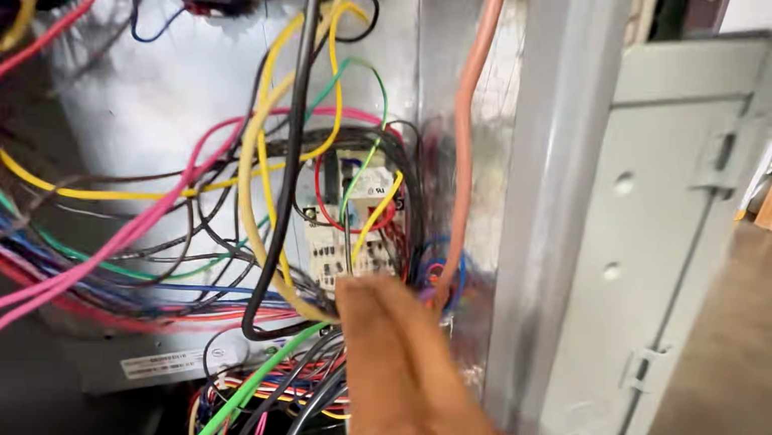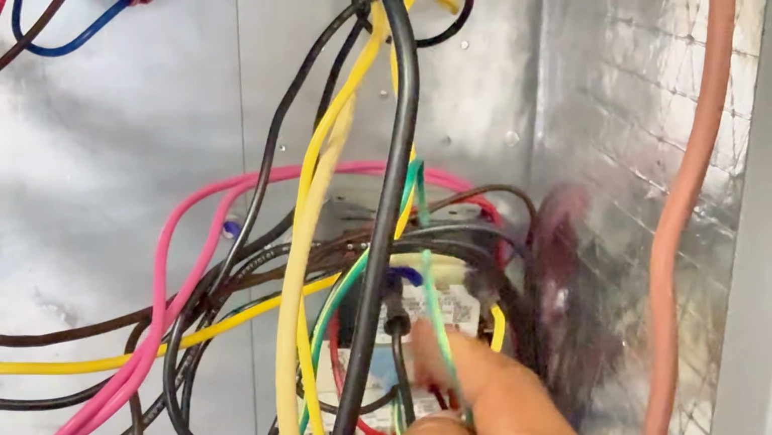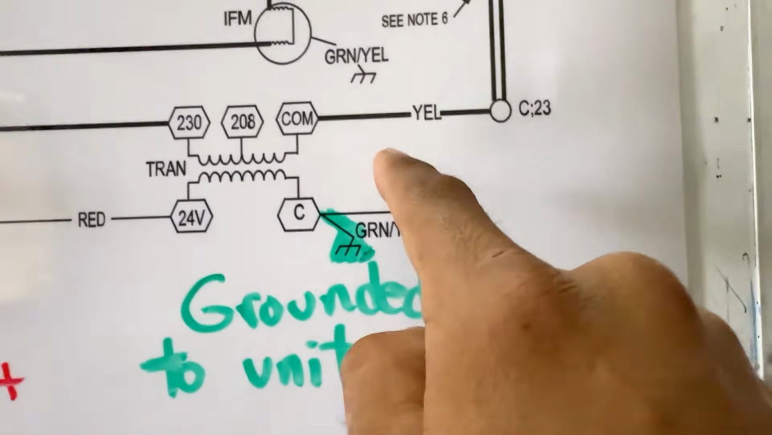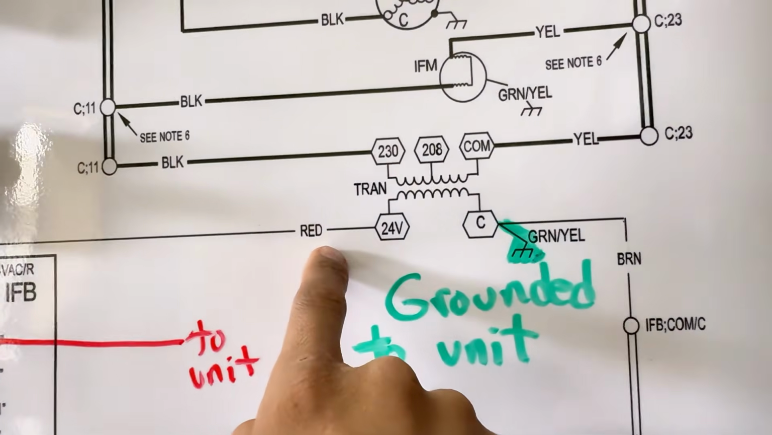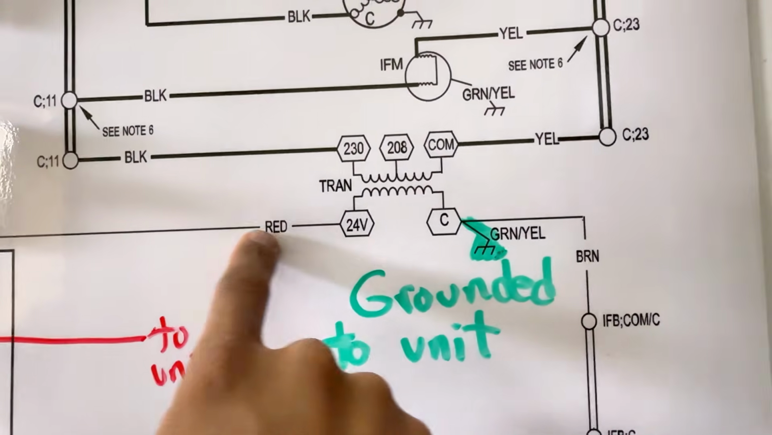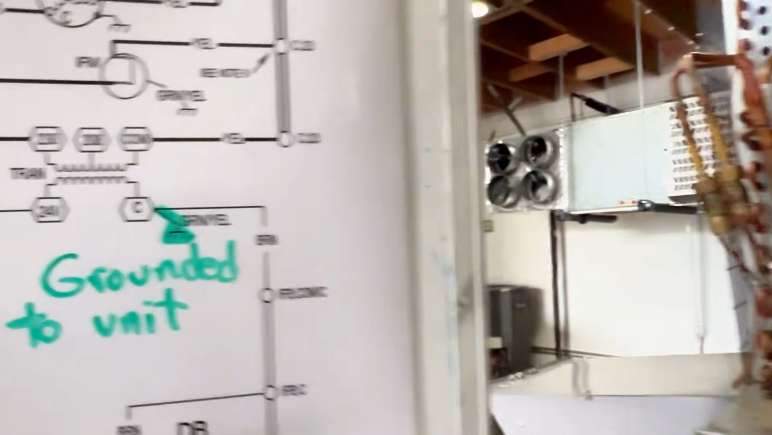So look, right here on top, you have your high voltage. Let's see if we can get a little bit closer. You see right there, 208, and you have a black and a yellow wire. That's good because it matches with this one here, yellow and black. And then coming out of my low voltage transformer is red, and then a ground and yellow.